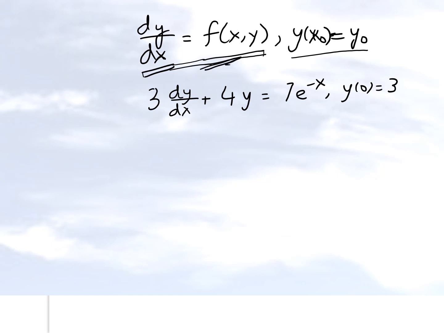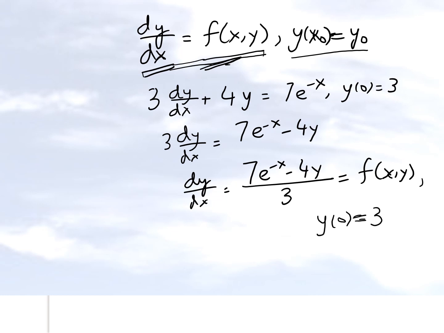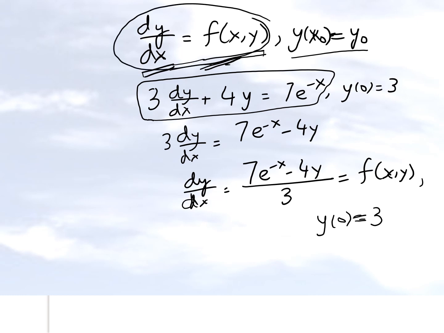All you have to do is just rewrite it. You'll say 3 dy by dx is equal to this quantity, right? And then you will say dy by dx is equal to this quantity. And this becomes your function of x comma y, along with the condition which you need, which is y sub 0 equal to 3 in this case. And that's about it. So rewriting your differential equation as generally given into this format is pretty straightforward.